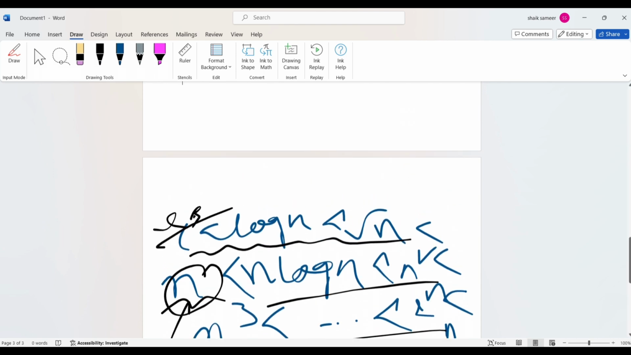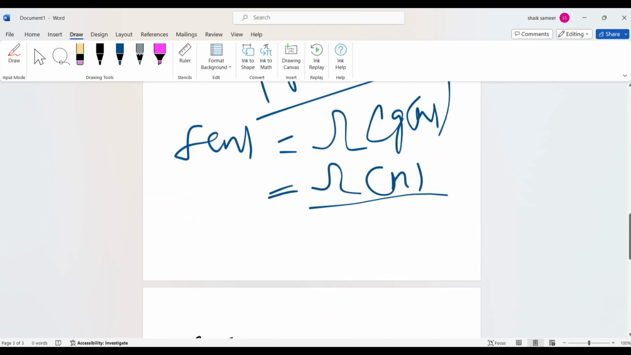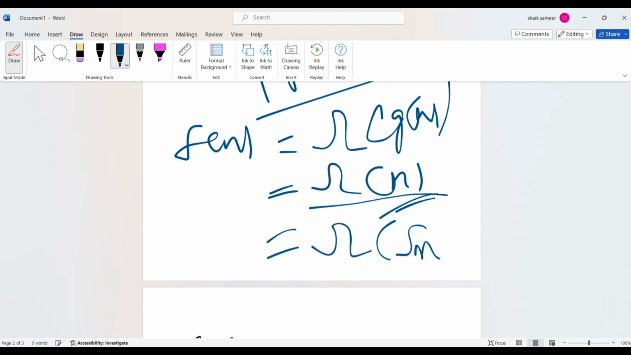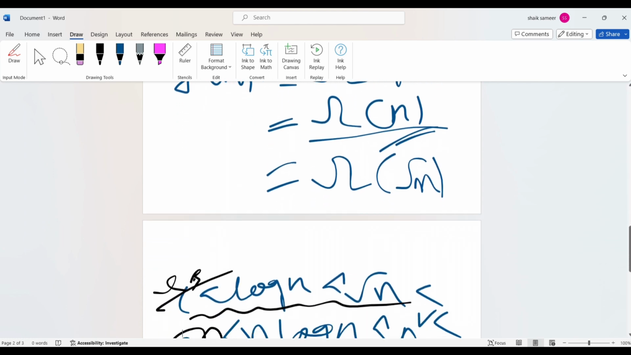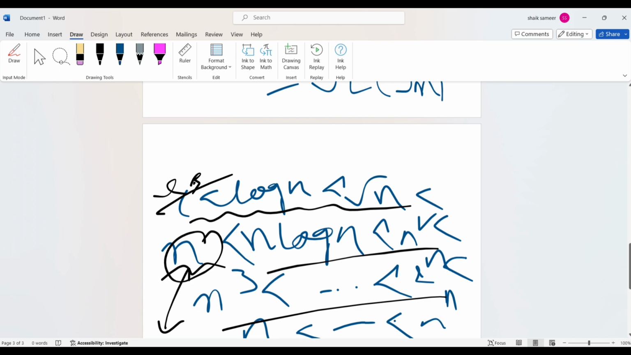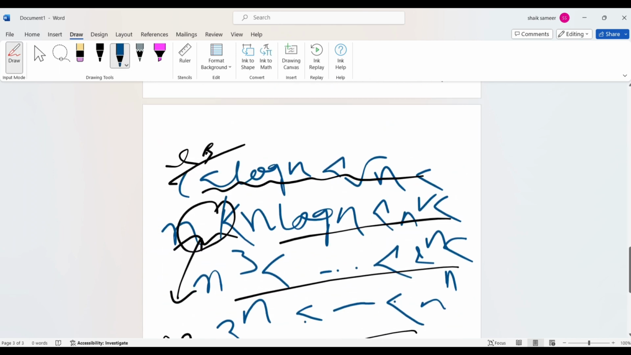Why did I teach this order? Once again, we got the answer big omega of n. In the place of n you can write root n, because until n these are lower bound conditions, and big omega notation is used in lower bound conditions. You can write any such value in the place of n. I wrote root n in the place of n, so the answer is correct.